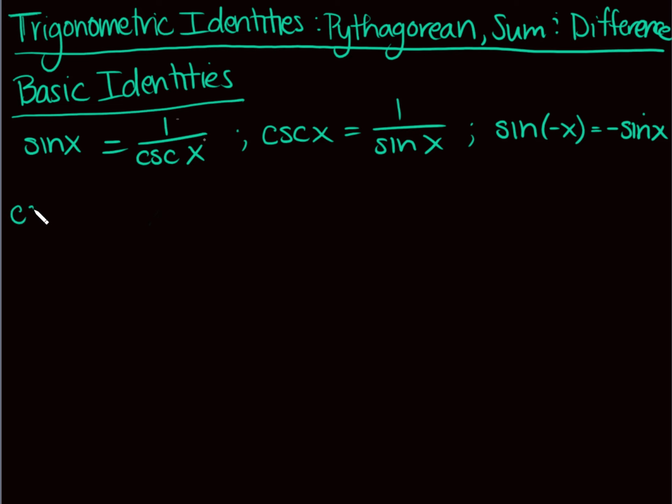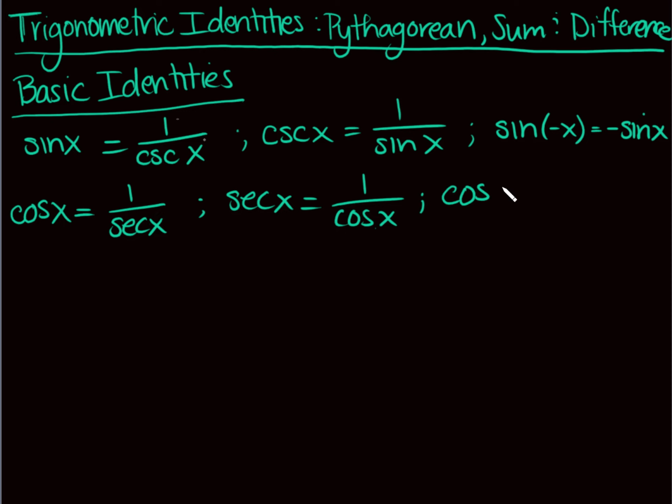Some basic identities that have to do with cosine, likewise, right? Cosine is 1 over secant. Likewise, secant of x is 1 over cosine, right? Those are just definitions. Remember, an identity is an equation that is true no matter what replacement we put in there. So if I put in an x value, this is going to be true no matter what x is. There's no restriction on what x is for this to be true.